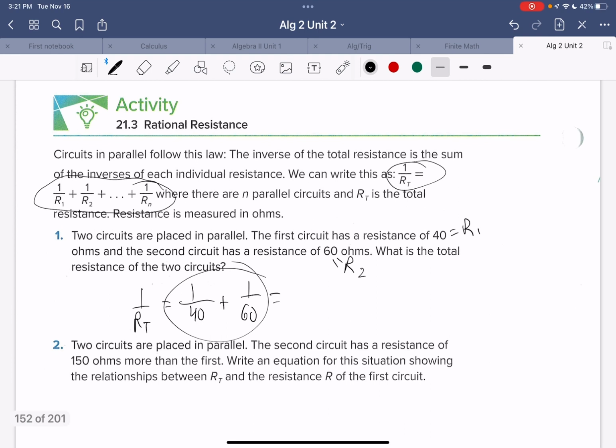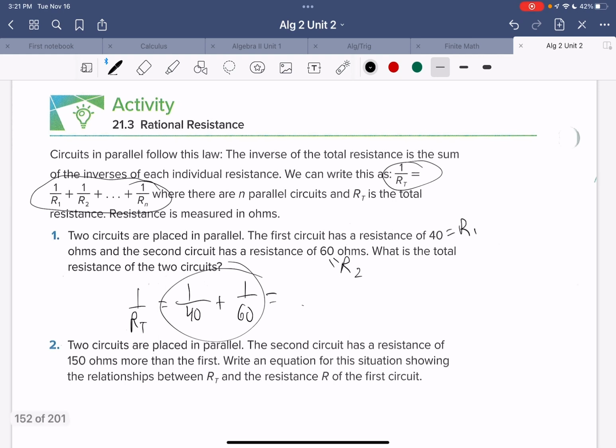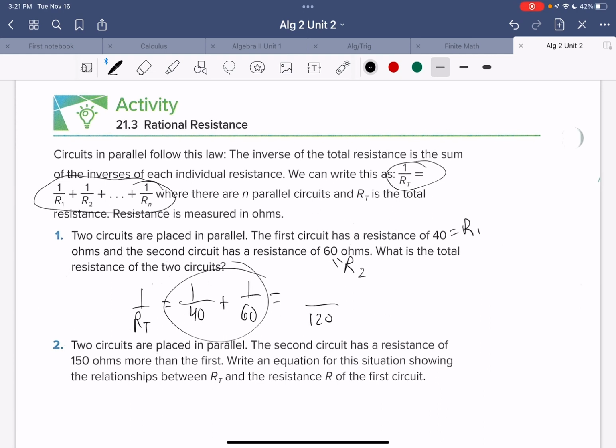Okay, so fractions need a common denominator. You can use a calculator. I'm going to use my brain here. So I need a common denominator of 120. So 40 becomes 120, so that's going to be 3. 3 over 120 is 1 over 40. 120 is the common denominator. That means I'm doubling, so I get 2. Now I can add these together.